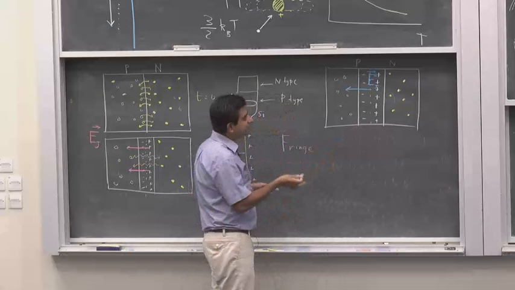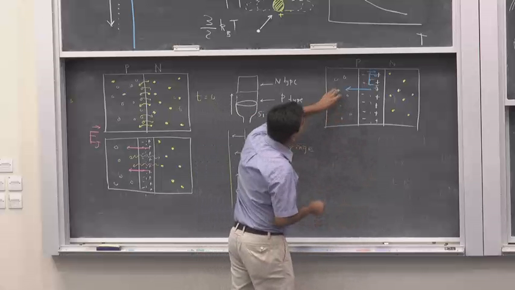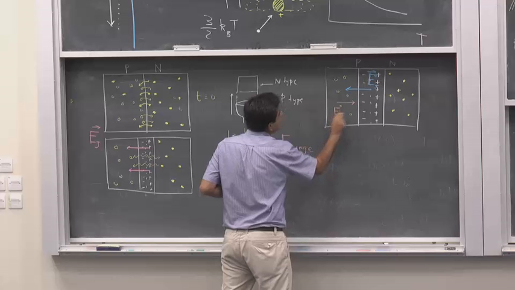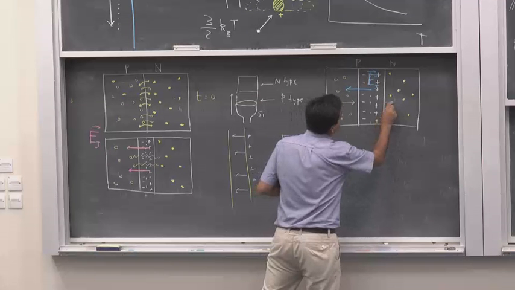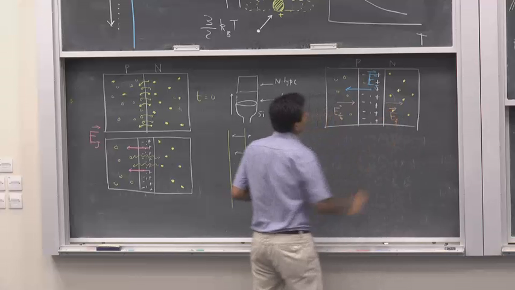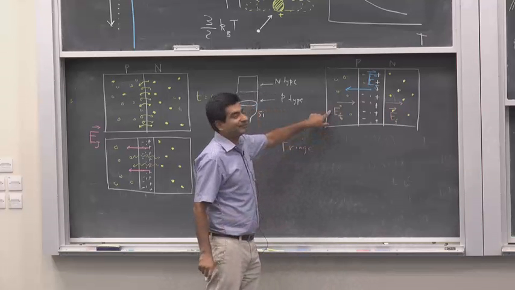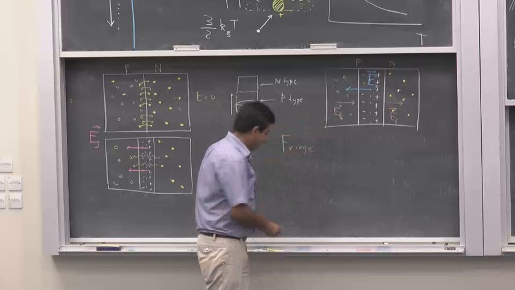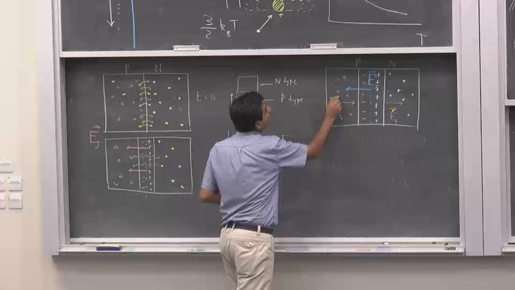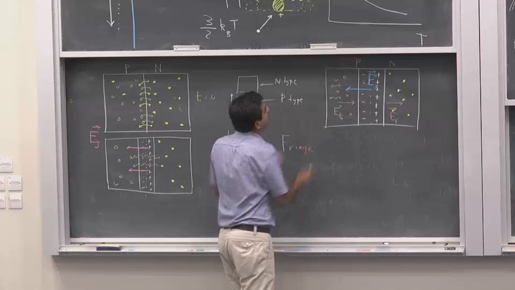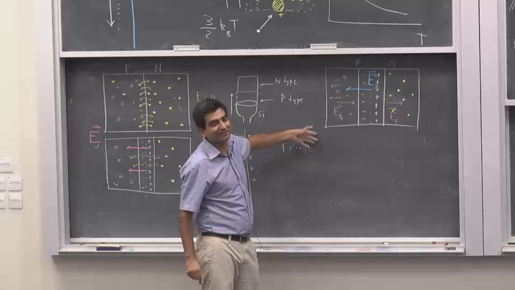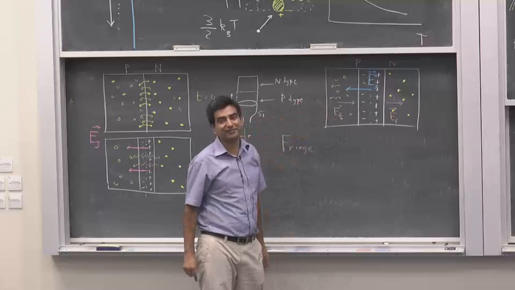If I denote this fringe field by this pink color, the fringe field in this region is going to point towards the negative charge. This is E_F. And here it's going to point away from the positive charge. This is E_F here. So this fringe field is going to move some of these holes towards the junction, and holes will be depleted from this side of the device because they will move in response to this fringe field.